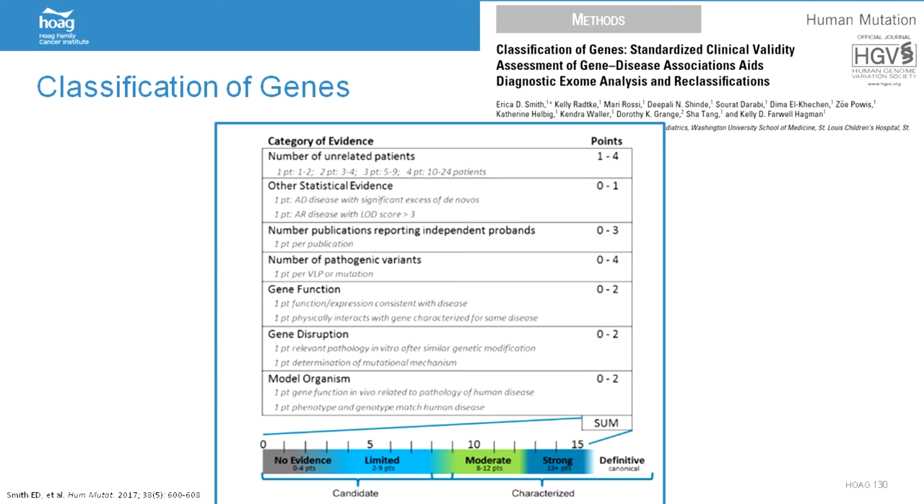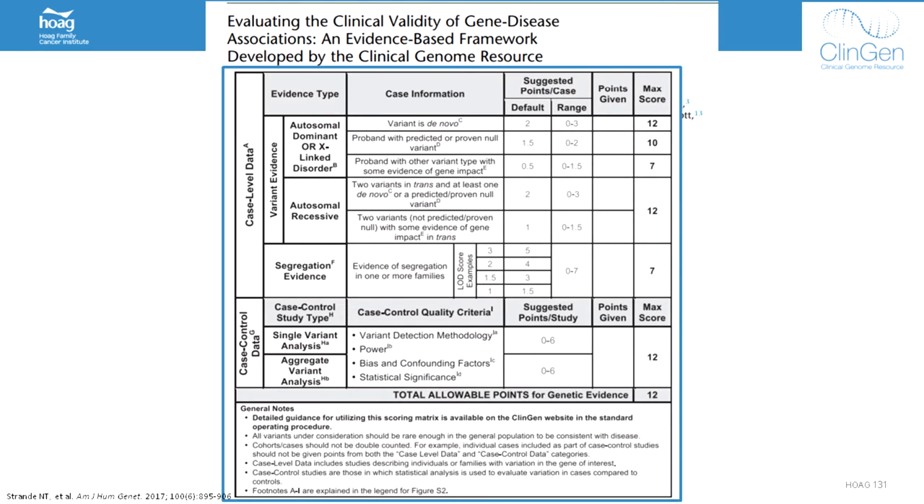Whereas if you ask, is BRCA1 definitive for cardiomyopathy? No, that would be no evidence or limited evidence, if somebody actually sat down and analyzed that. ClinGen published another gene-disease relationship clinical validity framework in the same year. The ClinGen criteria are more stringent, whereas the one that Ambry published is more feasible for clinical laboratories to use.